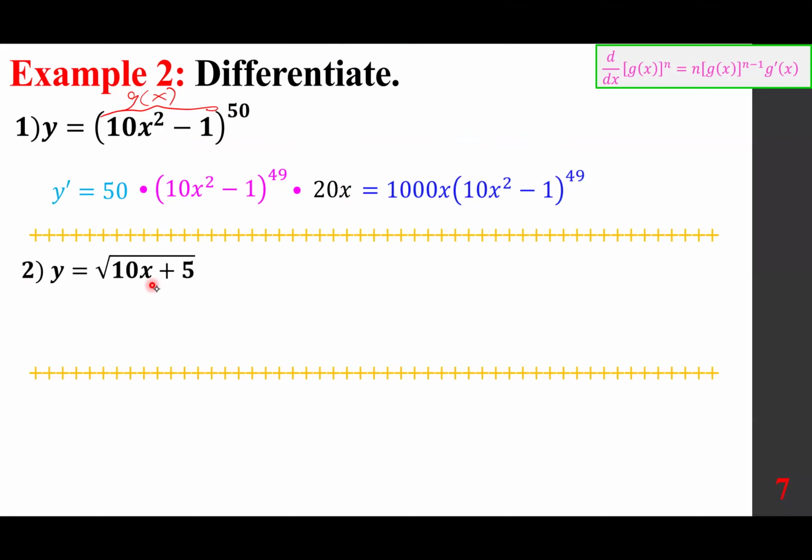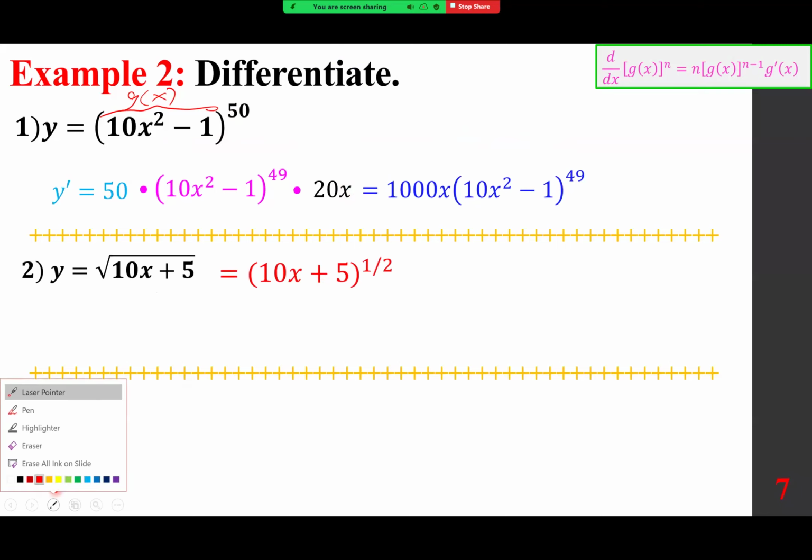Y equals square root of 10x plus 5. To differentiate and use the power rule, or in this case, extended power rule, we rewrite it as 10x plus 5 to the power of 1/2. Then we use this one again. If you want to write this as the g function or g of x, that's fine.